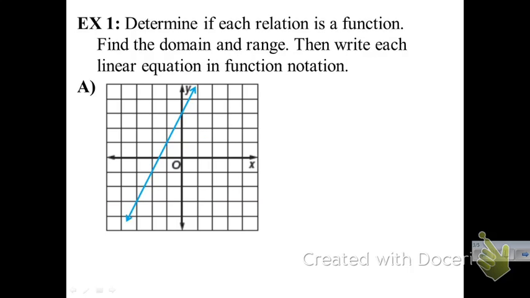So here's our relation. We have to determine if it's a function. It does pass the vertical line test at any point on the graph, so we can say yes, it's a function. So I'm just going to write function. Yes.